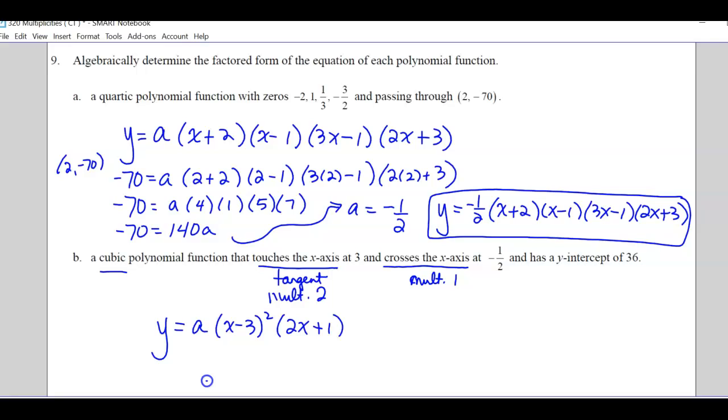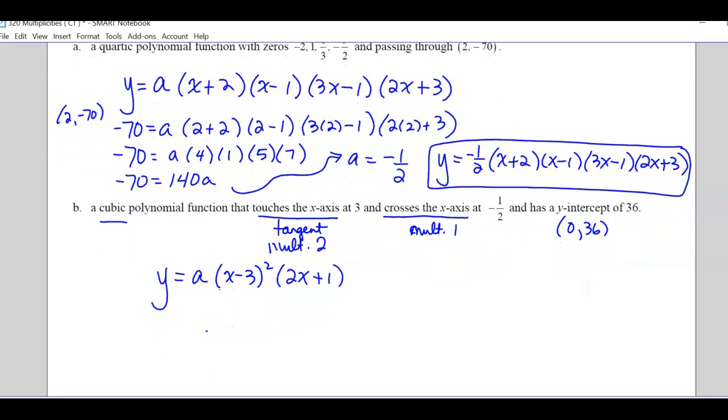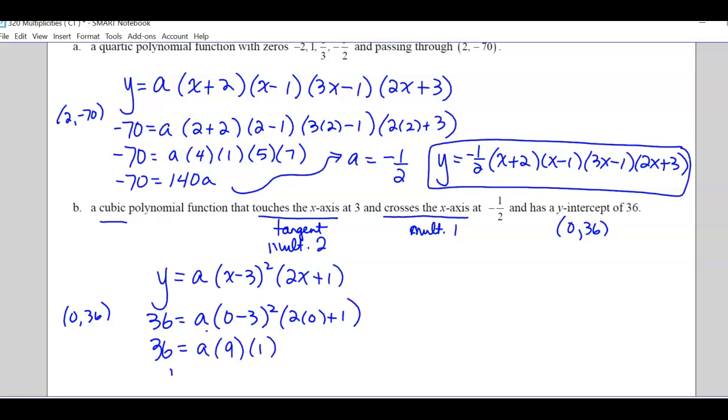And then y-intercept has coordinates (0, 36). So substitute, so (0, 36). We put 36 in for y, 0 in for x. And simplify that, so a is 4. And we rewrite it with that leading coefficient, or the a value of 4. Wouldn't actually be the leading coefficient because of that too.